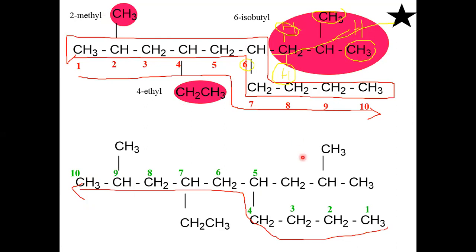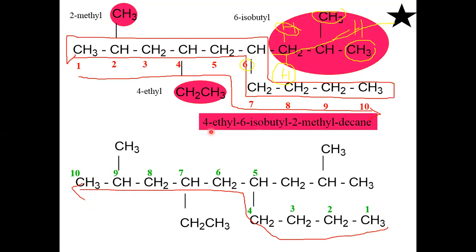So the name of this compound will be 4-ethyl, 6-iso, 2-methyl, decane. Alamak, tak ada dash kat situ. Sambung terus. Okay. Why didn't we write it as it is, as the sequence, as we go through here? Kenapa tak tulis 2-methyl, 4-ethyl, 6 isobutyl?